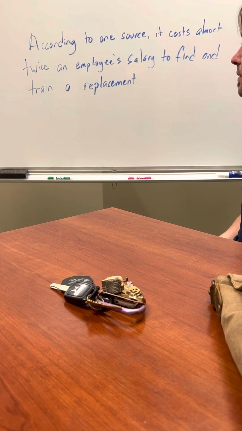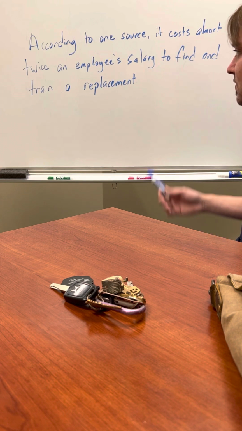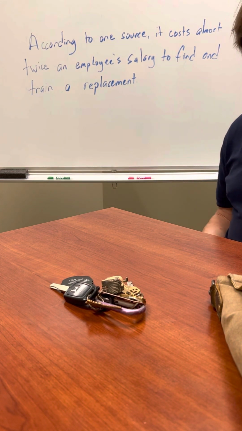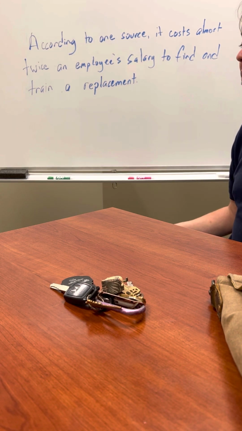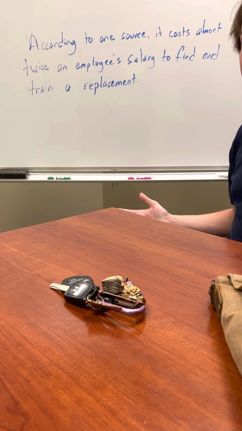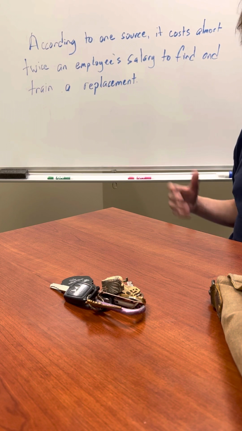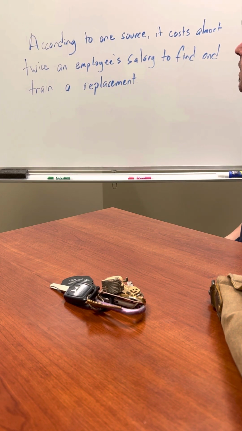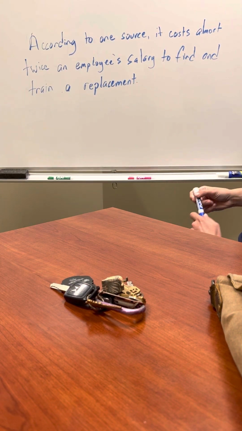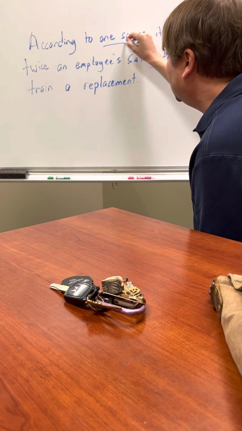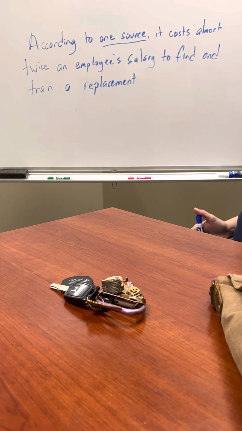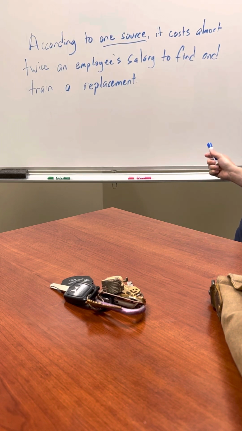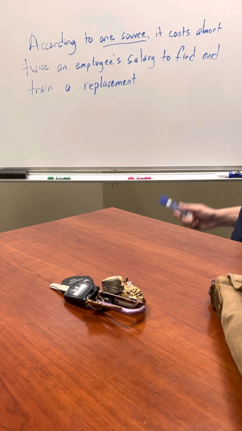Okay, so we have this sentence here, and it could have been taken out of an economics paper, an argumentative research essay, or an opinion paper, something like that. According to one source, and I'm going to go ahead and underline that, we're going to come back to that. According to one source, it costs almost twice an employee's salary to find and train a replacement.